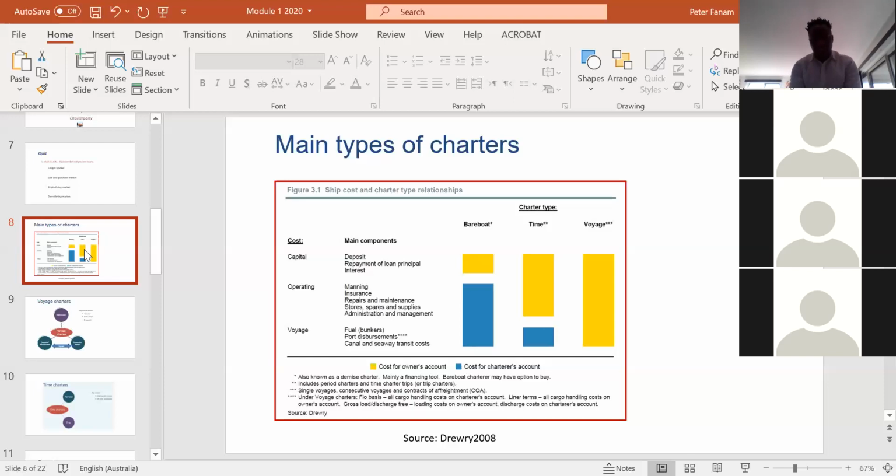Now, when we take each charter party type of contract, the bareboat, the time charter, and then the voyage charter: if you take the voyage charter, all those three components of cost that we have mentioned previously will be borne by the ship owner. It will be on account of the ship owner. It's the ship owner who is going to pay all those costs.